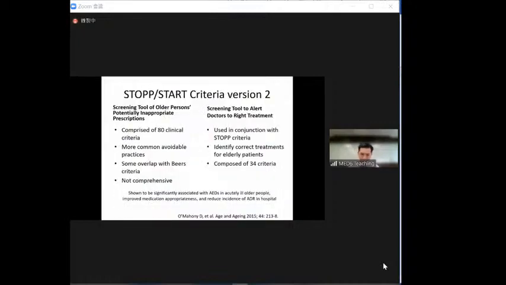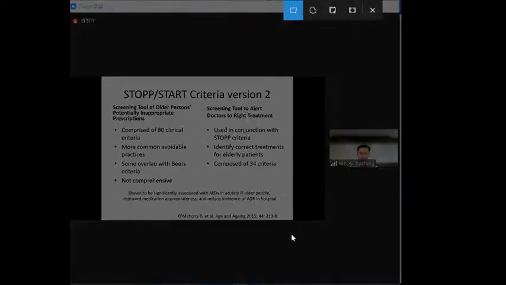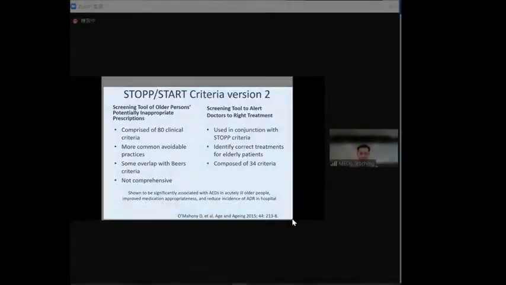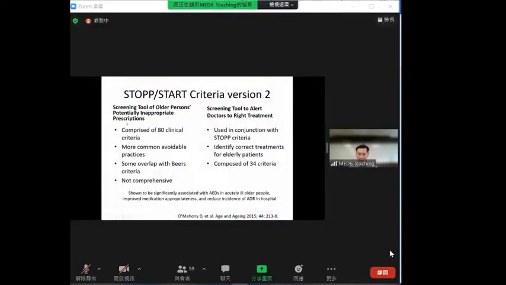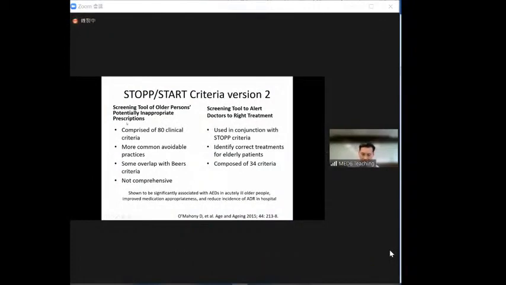So the other criteria would be the so-called STOPP and START, all right? Screening tool of older adults with potentially inappropriate medication. Again, it is an explicit criteria. So it lists 80 criteria in the STOPP and 34 criteria in the START. So this so-called inappropriate medication screening tool is becoming more user-friendly and also more important nowadays, in contrast to the Beers criteria.